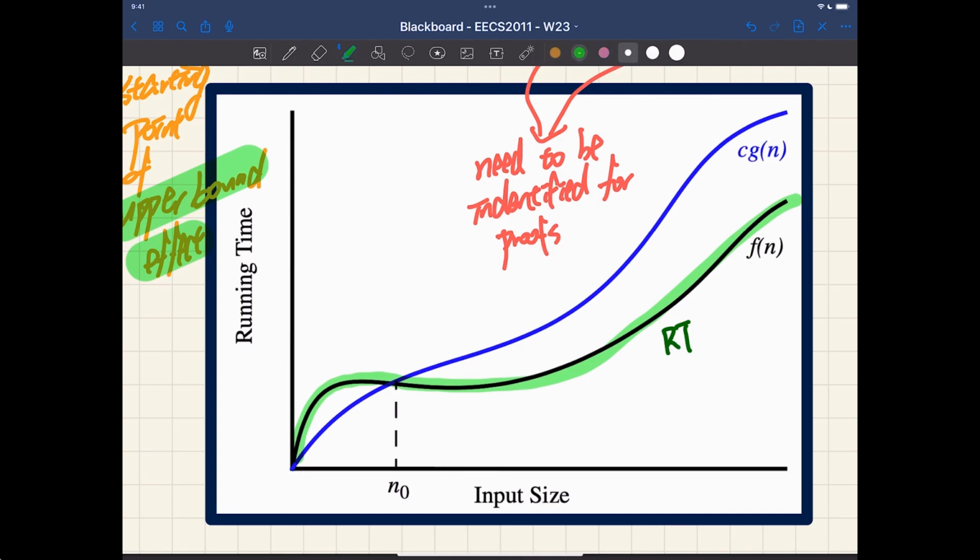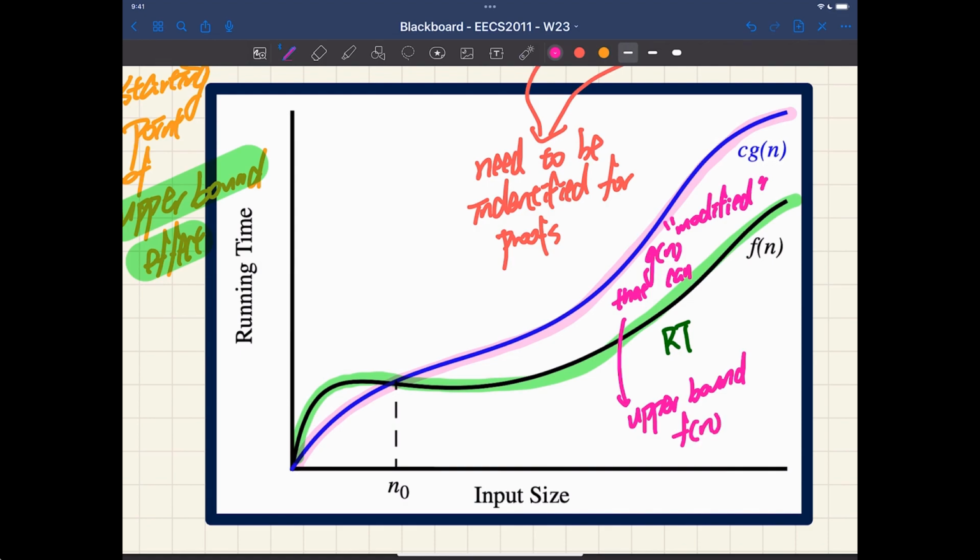And the c of g of n is the modified version. This part over here, the pink one. This one over here is the modified g of n that can, sorry, I'm running out of space, I'll put it here, that can upper bound f of n. However, this statement here is not 100% true.